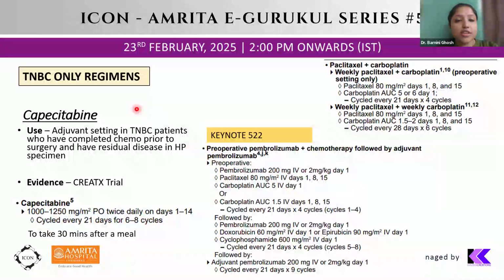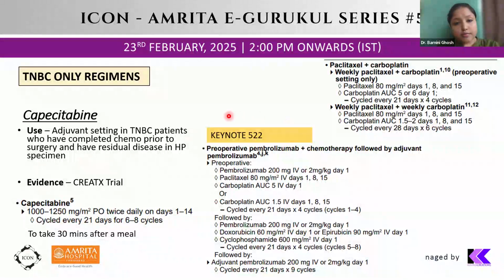Now coming to the TNBC only regimens. So adjuvant capecitabine, as I was saying, for a patient of TNBC who has completed preoperative chemotherapy and has residual disease on surgery, adjuvant capecitabine is an option. The evidence is provided by the CREATE-X trial. Here the dose of capecitabine is 1000 to 1250 mg per meter square, given twice daily for days 1 to 14 with a 7 days gap, and thus cycled every 21 days. The capecitabine is to be taken 30 minutes after a meal. I have not discussed capecitabine in detail here as it has been extensively covered in the GI system.